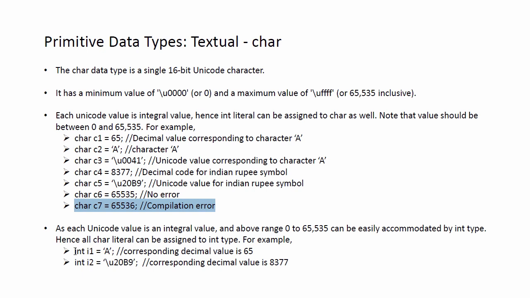Because this is of int type, the decimal value will get printed. Decimal representation corresponding to character A is 65. We have already seen it. And decimal representation for Indian rupee symbol is 8377. This will print 8377. Let us see this example.